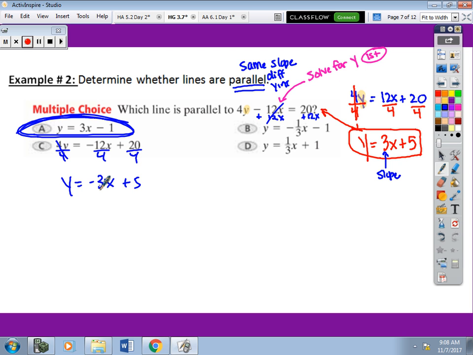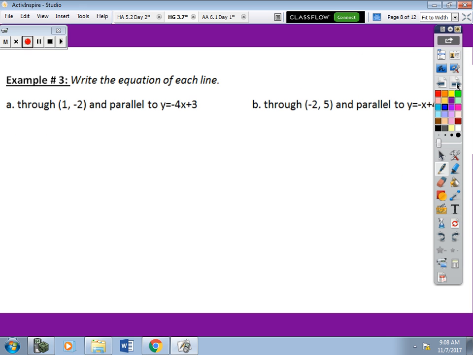All right, now these are the ones that a lot of you screwed up in Algebra 2. So if you want to pay attention for just one of these, just as a refresh, you might want to, but it's up to you, you know yourself. Write the equation of each line. It's going through this point, and it has to be parallel to this line.